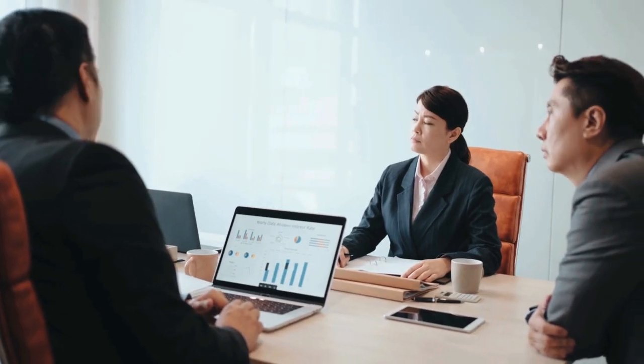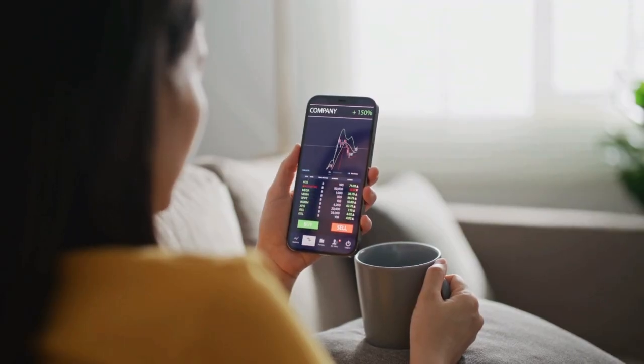By diversifying into alternatives, investors can better shield themselves from volatility and achieve a balanced portfolio.